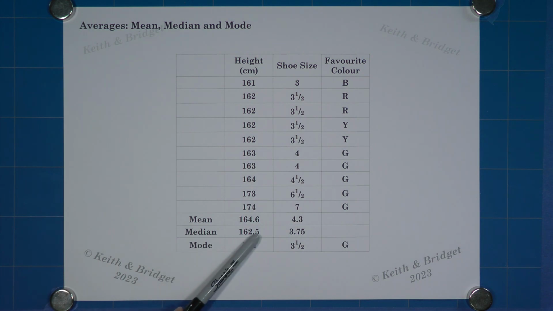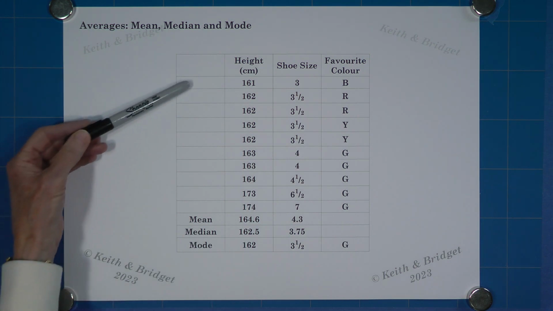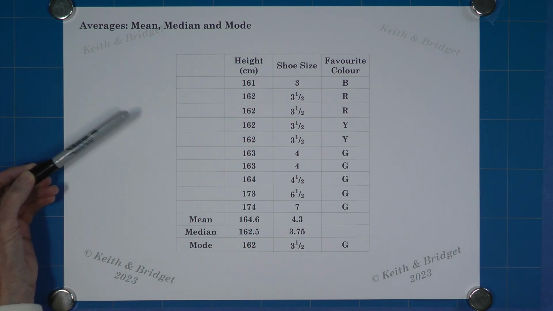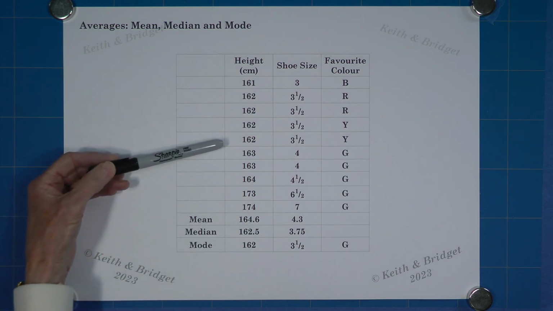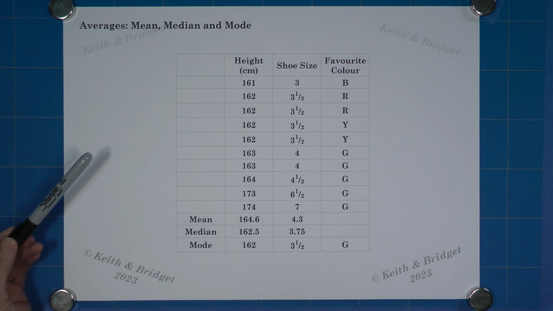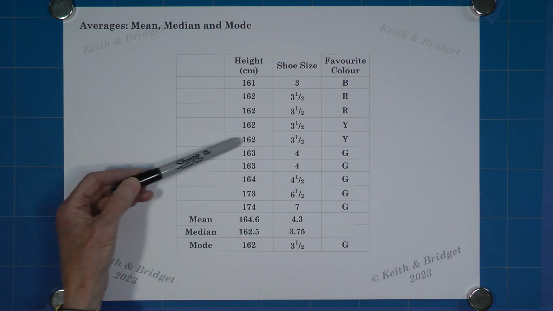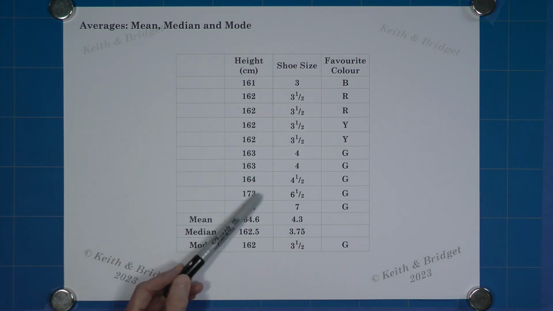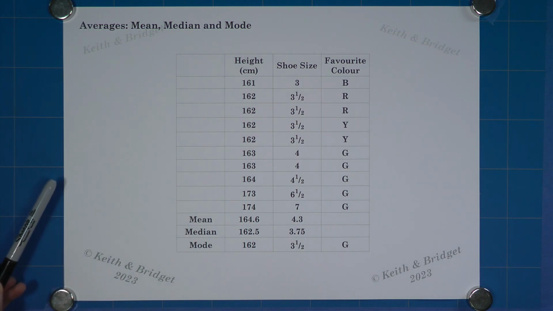The median is the middle number if they've all been arranged in order. We've got 10 values, so we've got to take the value between the 5th and the 6th. And that comes out as 162.5 between these two. Okay. Which is actually, in this instance, a much better indicator because it doesn't get distorted so much by these larger values.